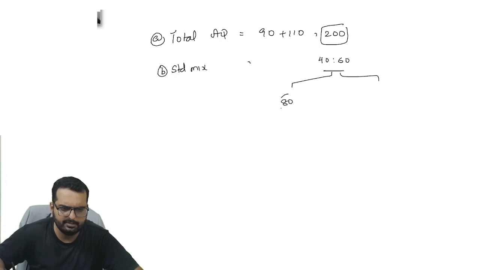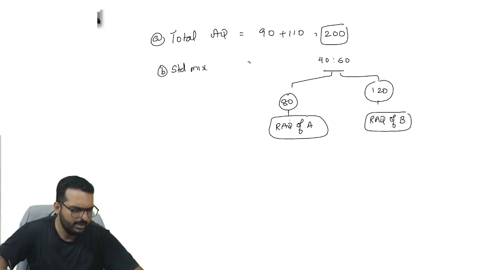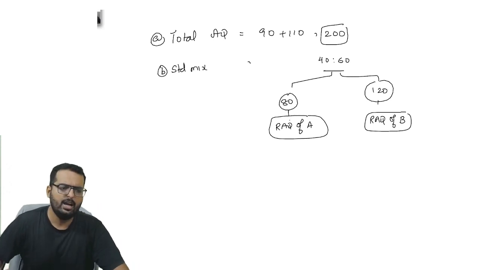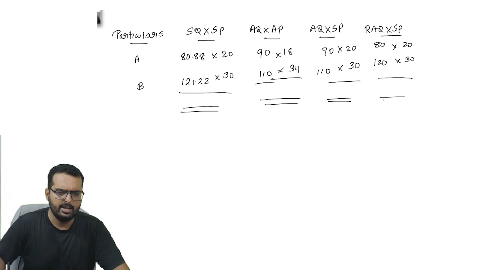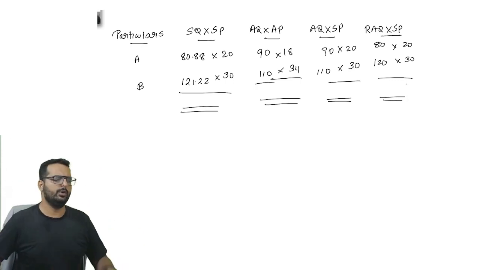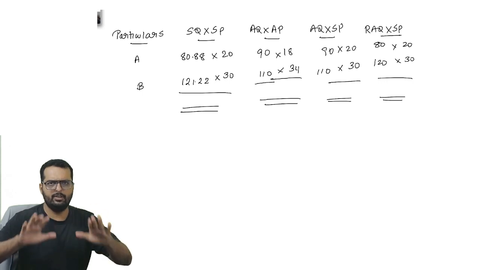You will get the number as 80 over here and 120 over here. This is RAQ of A and this one is RAQ of B. I think some of you thought this is SQ, right? That is not SQ, that is the RAQ. So I'll come here and write down 80 and 120, 20 and 30. Write down this and finish it off now on your own, friends. Do the remaining on your own. And once you are done, you let me know. I will slow down.